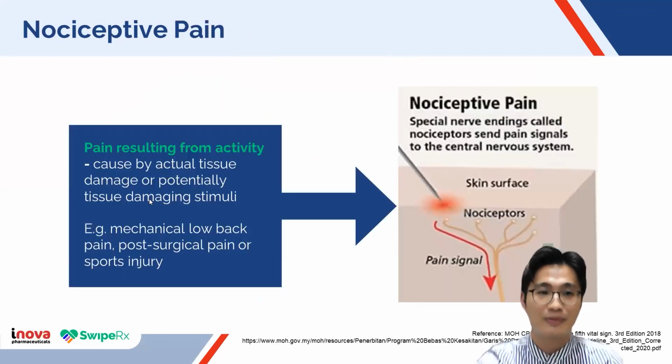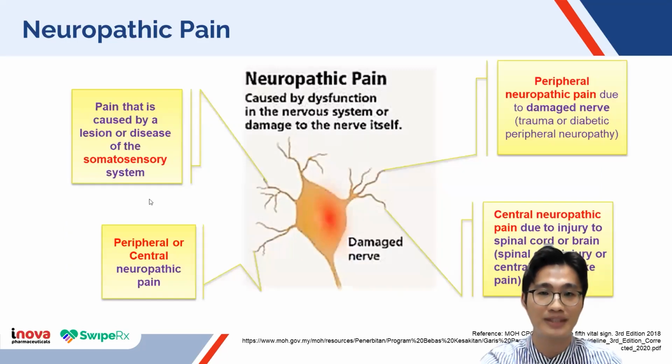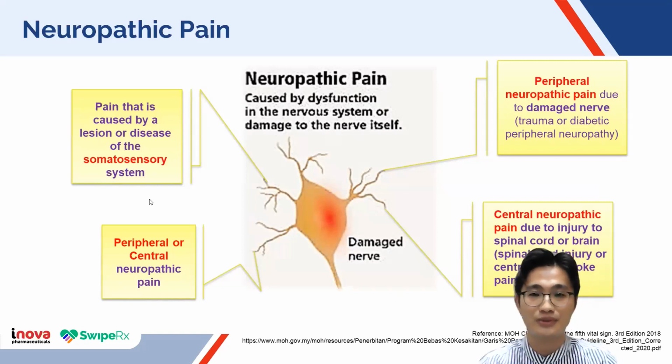There are two types of pain: nociceptive pain, pain resulting from the activity, damage due to stimuli, for example due to surgical pain or sport injury. The other type is neuropathic pain. It could be due to the somatosensory system and could originate from peripheral or central. Peripheral due to damaged nerve, central due to spinal cord injury.